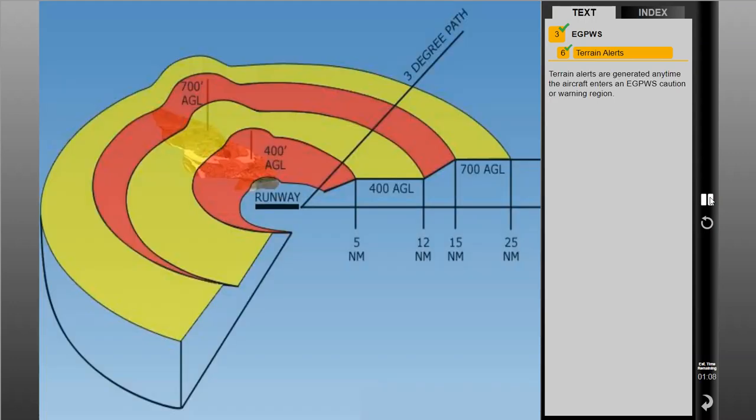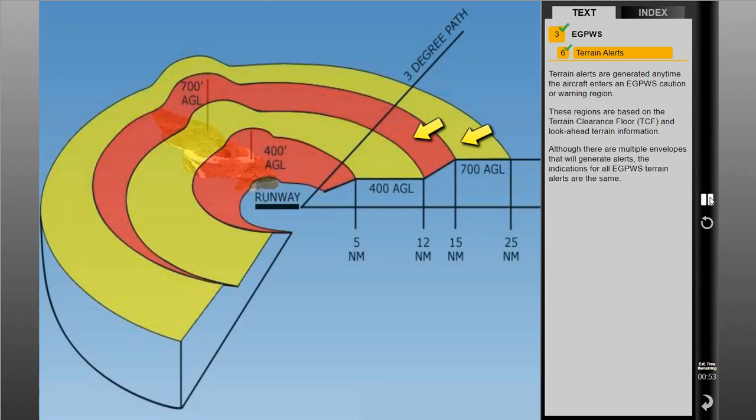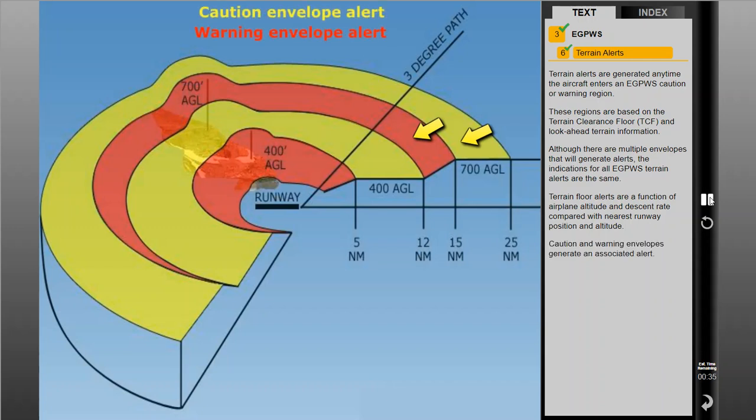Terrain alerts are generated anytime the aircraft enters an eGPWS caution or warning region. These regions are based on the Terrain Clearance Floor, or TCF, and look-ahead terrain information. Although there are multiple envelopes that will generate alerts, the indications for all eGPWS terrain alerts are the same. Terrain floor alerts are a function of airplane altitude and descent rate compared with nearest runway position and altitude. Caution and warning envelopes generate an associated alert. Airport elevation and positions are factored to prevent nuisance alerts during takeoff and landing.